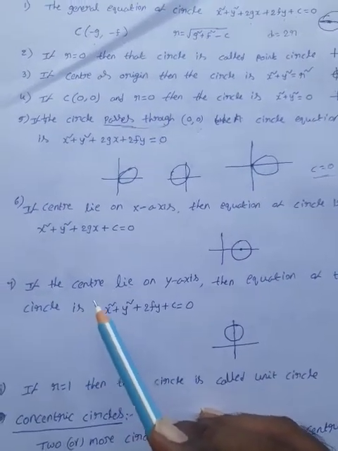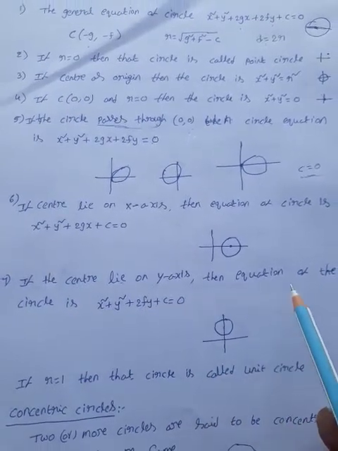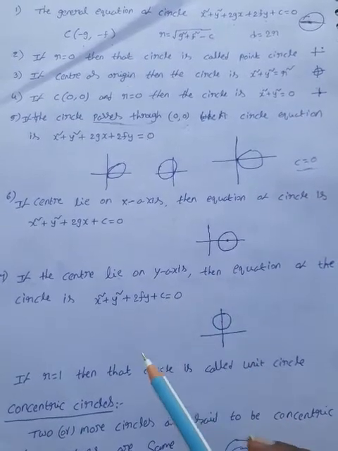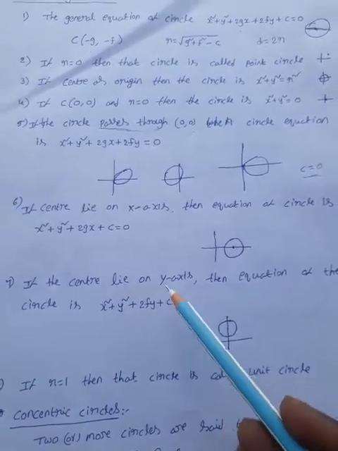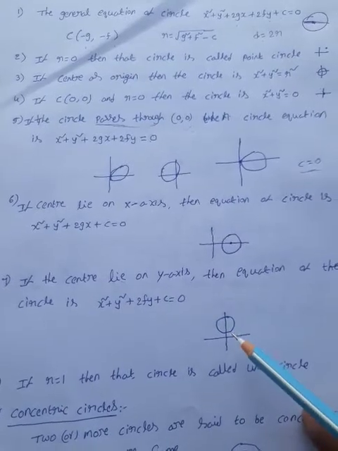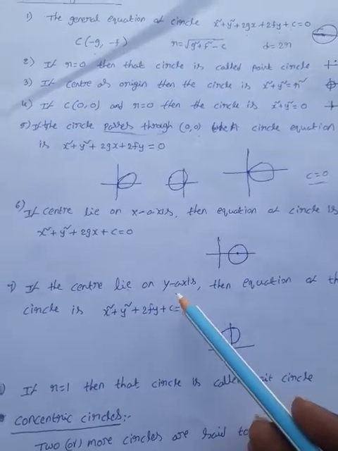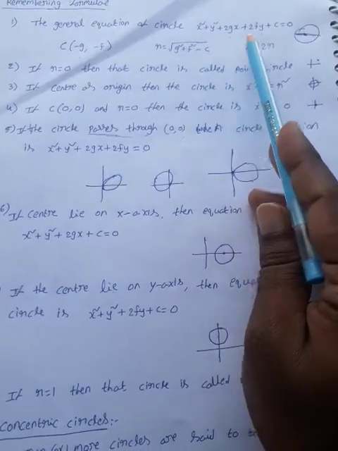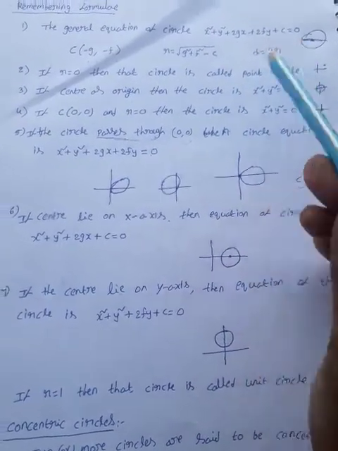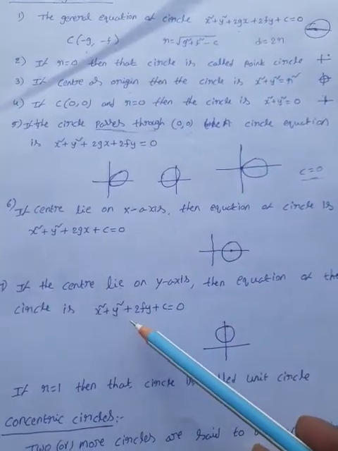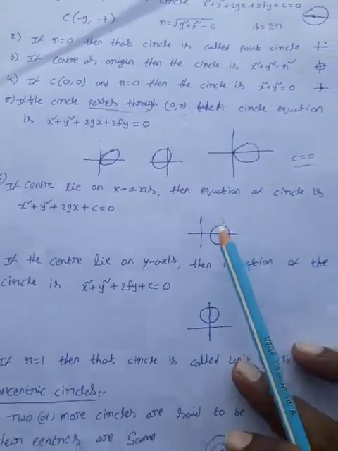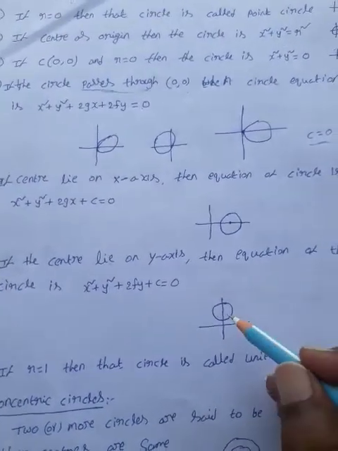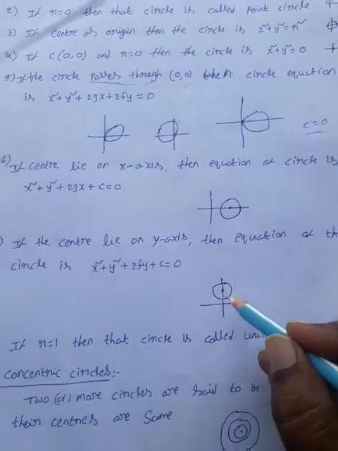Next, the seventh one: if the center lies on the y-axis, then the equation of the circle is x square plus y square plus 2fy plus c equal to 0. Center means (-g, -f). On the y-axis, the x coordinate is 0, that is g equal to 0. Substitute in the general equation: x square plus y square plus 0 plus 2fy plus c equal to 0. Then the equation is x square plus y square plus 2fy plus c is equal to 0. See the diagram. The center is on the y-axis.